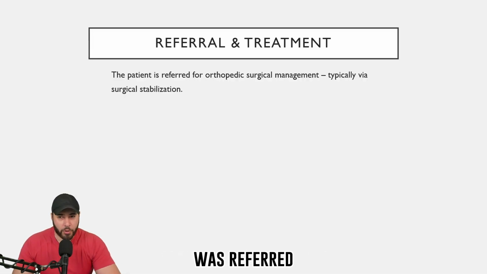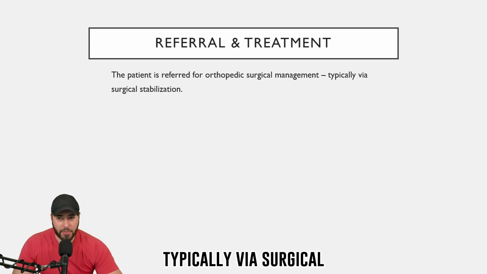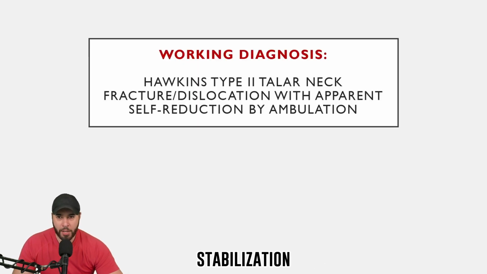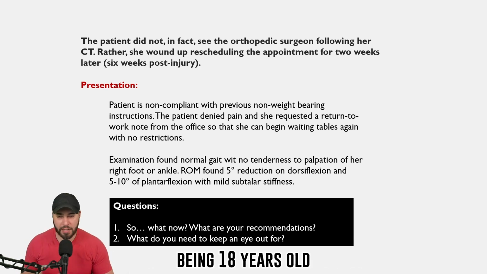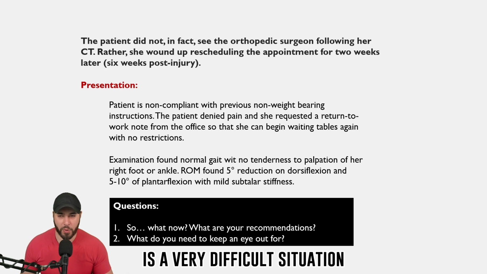So the patient was referred out to orthopedic surgical management, typically via surgical stabilization. So our working diagnosis is Hawkins type 2 talar neck fracture or dislocation with apparent self-reduction by ambulation. So some things that we'll see very often is that she's 18, she just wants to get back to work. You know, being 18 years old and being handicapped with crutches is a very difficult situation for most people.